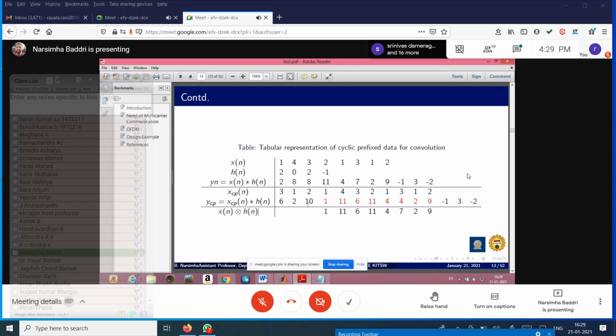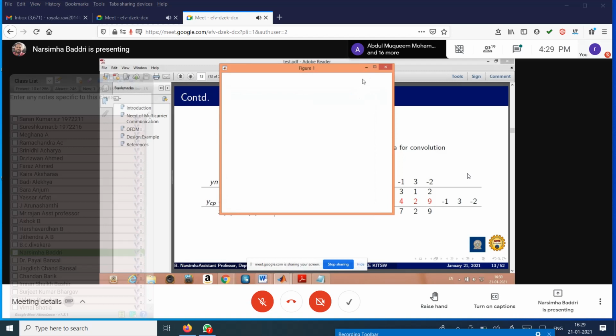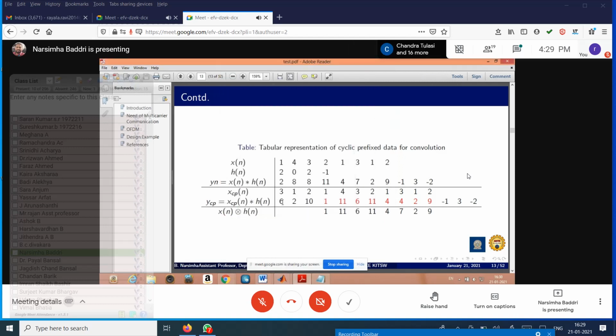Now see here, whatever the linear convolved data is, samples 6 to 10, is very spread out in the time domain. If you observe these samples, this data is nothing but the circular convolution between x of n and h of n. If you remove the first three samples and the last three samples, for this example, whatever resultant data remains is the circular convolution between this signal and this signal.